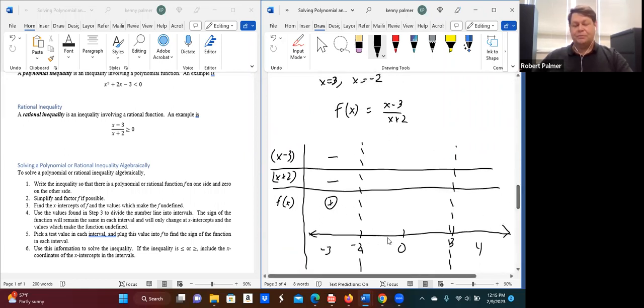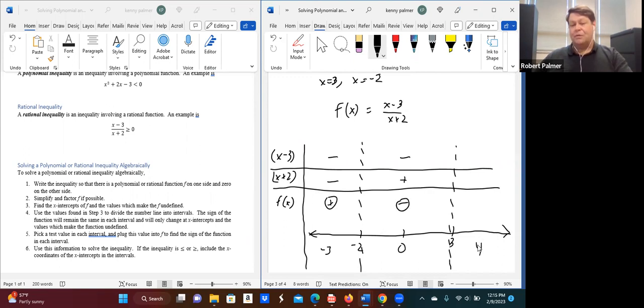Let's move to the middle section. If I plug in 0 for x here, that's just -3. That's still negative. If I plug in 0 for x here, 0 plus 2 is +2. That's positive. And so in the middle, I have a negative divided by a positive, which is negative.